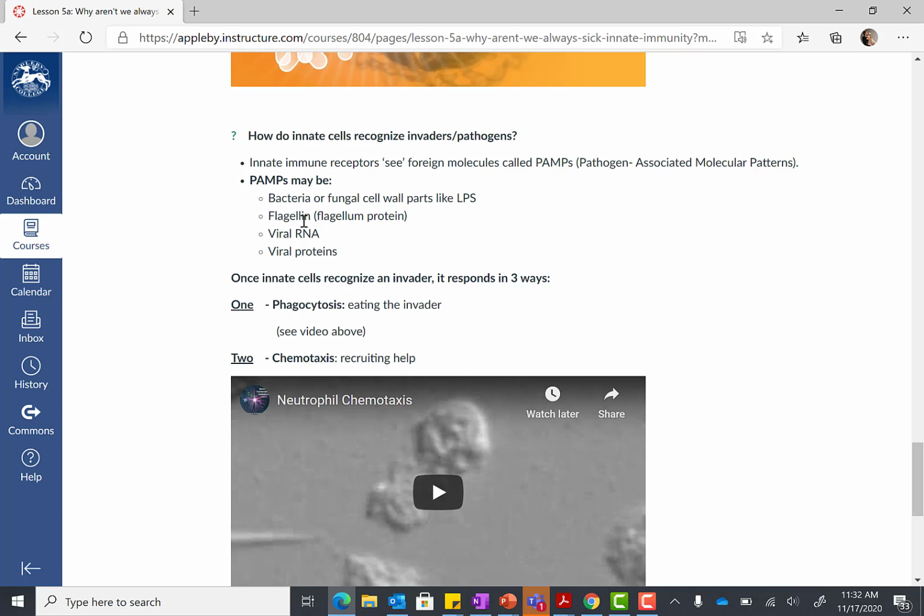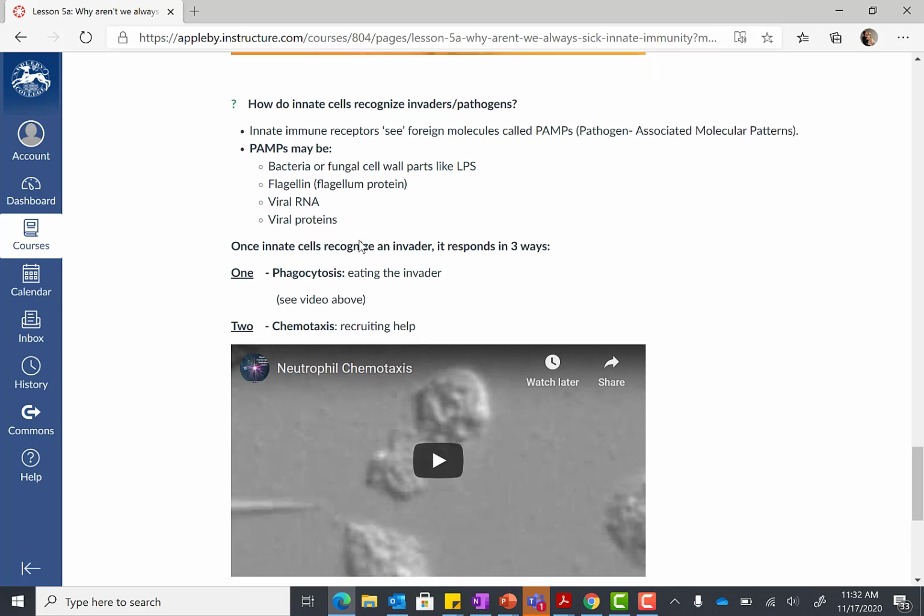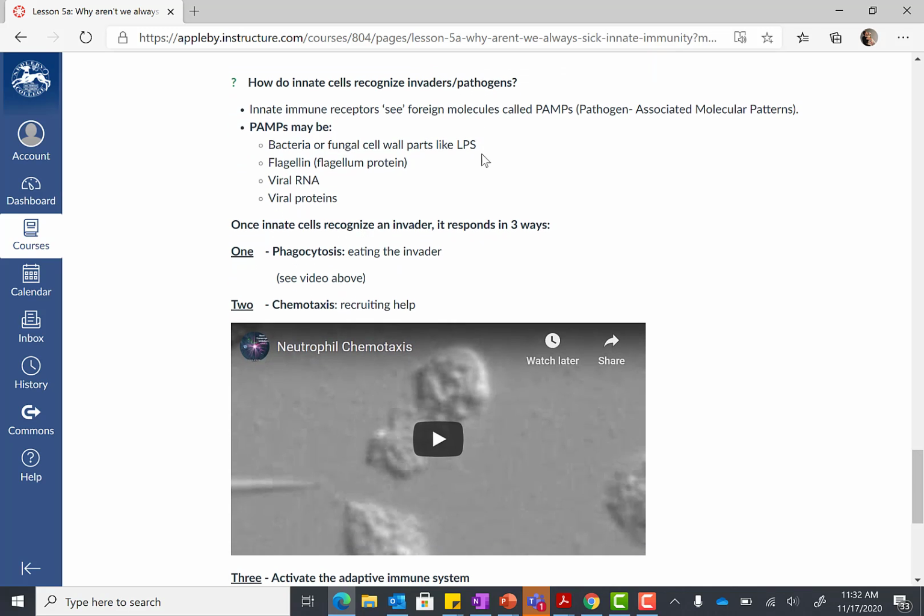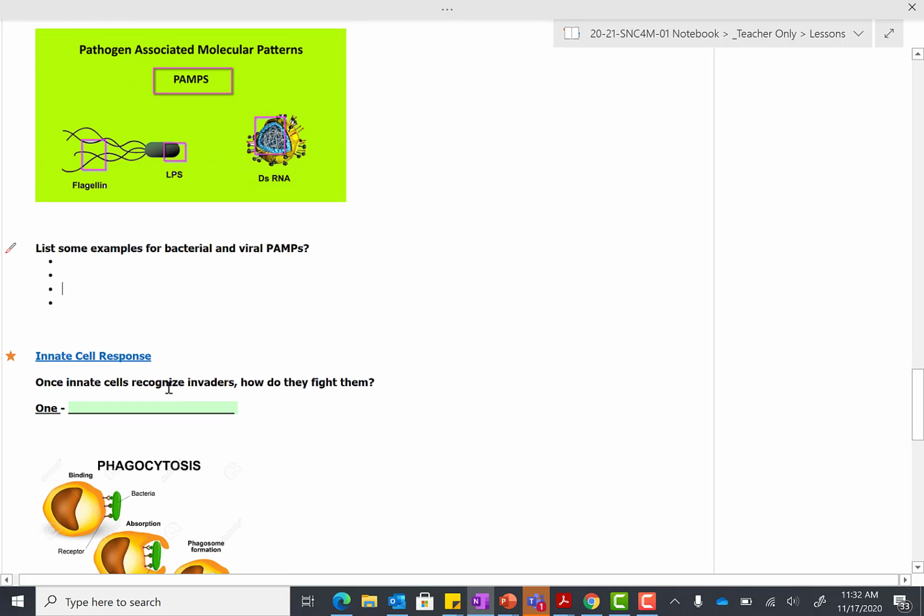You also have flagella, or flagellin, which is a protein produced by the flagellum. It could be any viral genetic strand of RNA or DNA, or viral proteins. It could be parts of the capsid. And so anything that our body is going to recognize as part of a pathogen, that's what a PAMP is. So write some examples of that down here.